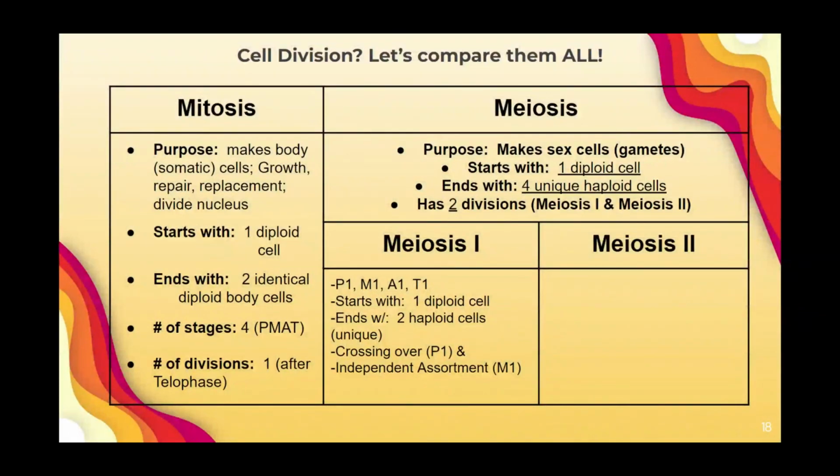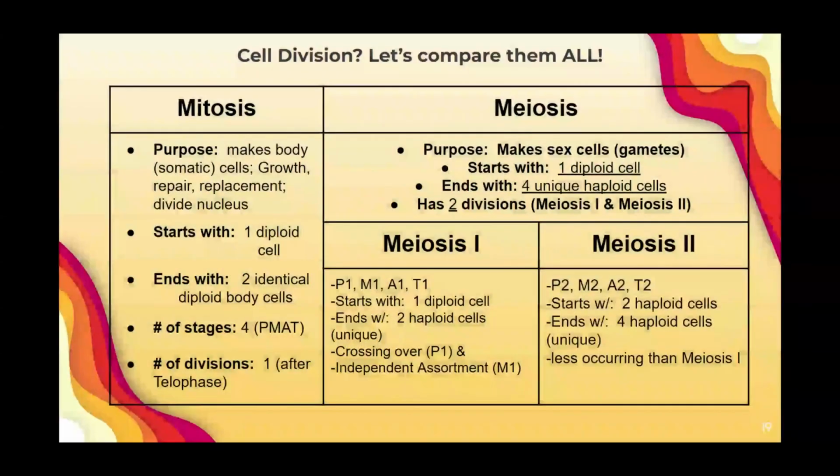Now in meiosis 1, again, we have P1, M1, A1, T1. PMAT, just with 1s at the end of them. Starts with one diploid cell, ends with two haploid unique cells. Crossing over occurs in prophase 1. Independent assortment occurs in metaphase 1. Those are the big differences, what we end with and those two genetic variations that occur, because they don't occur anyplace else.